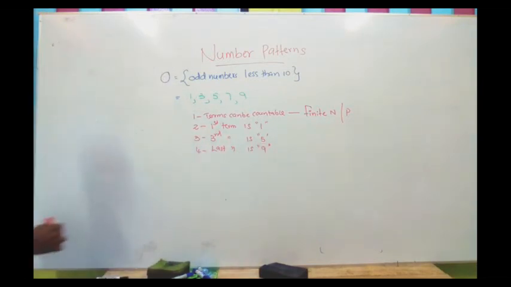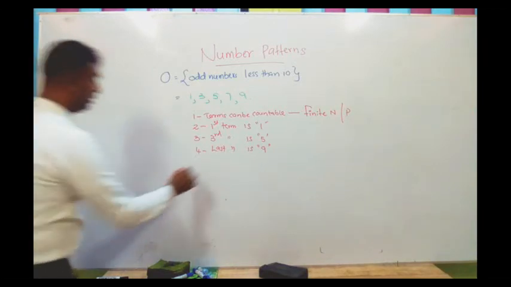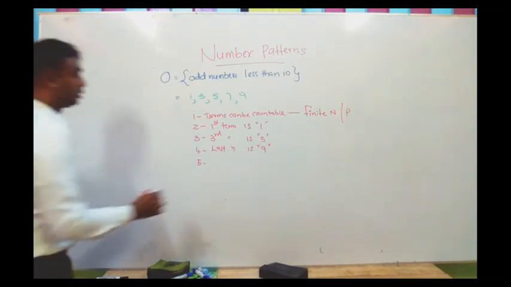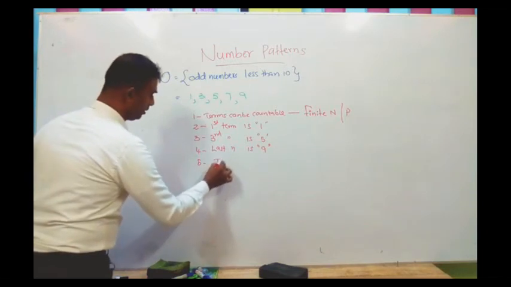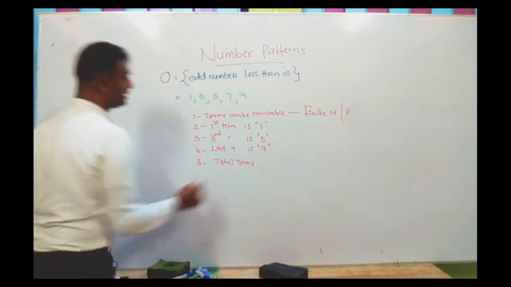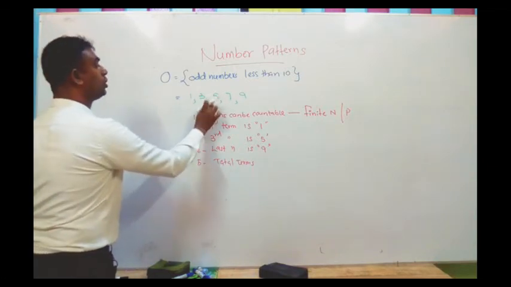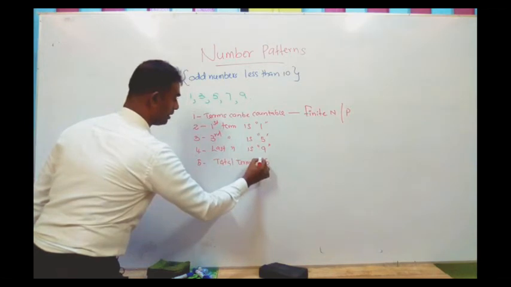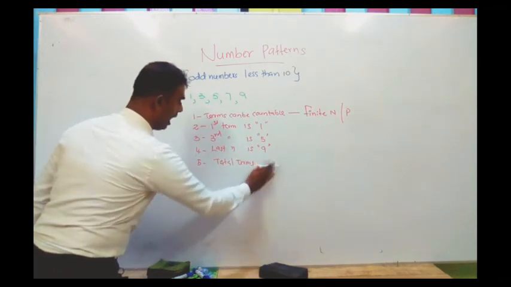Right. My next question is, how many total terms? In this number pattern, 1, 2, 3, 4, 5. Total terms are 5.